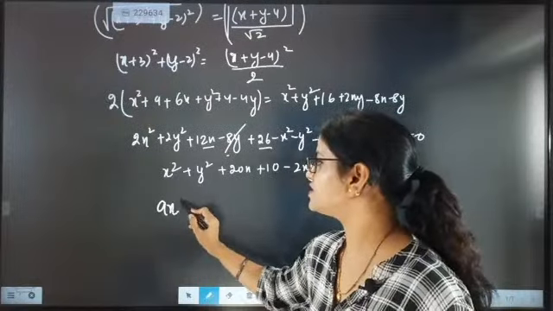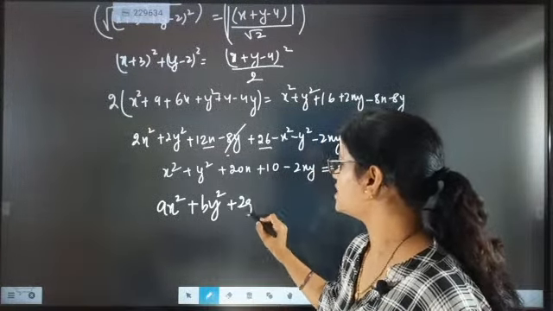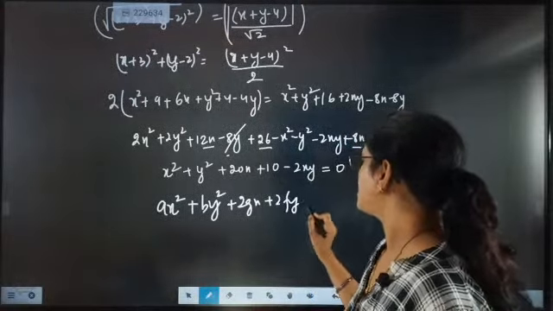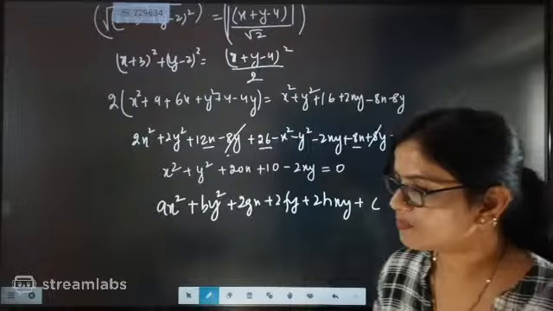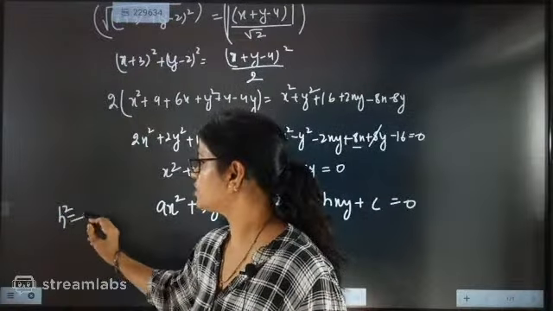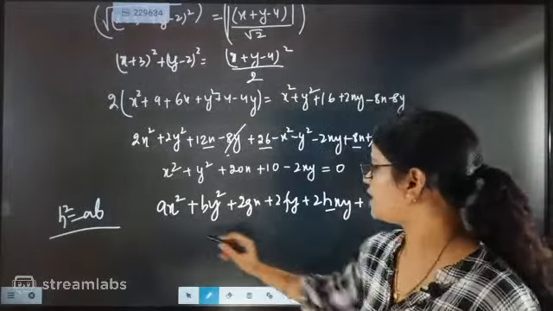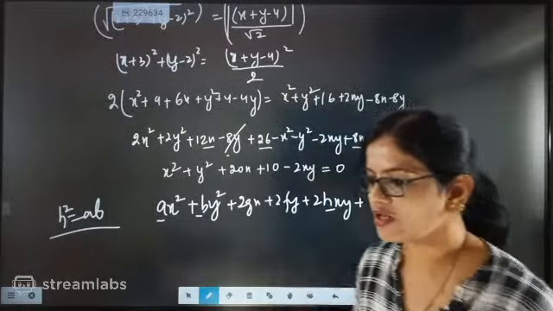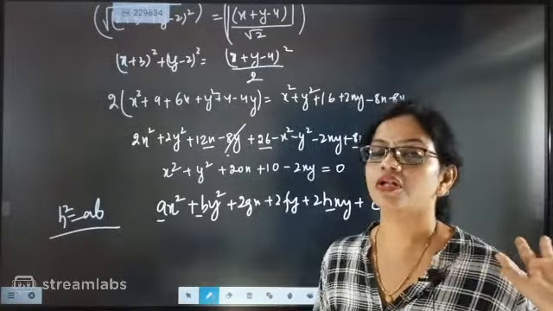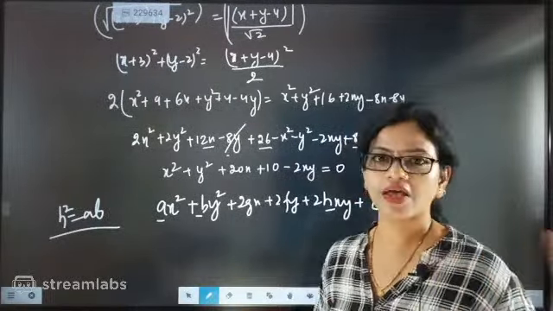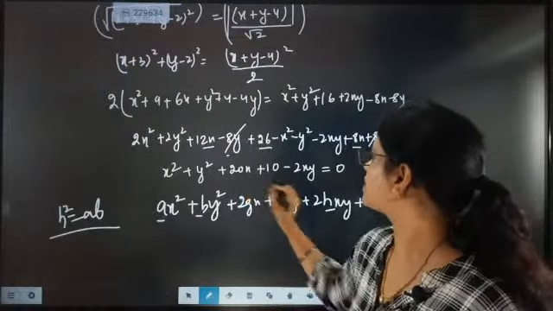The general equation of circle says ax square plus by square plus 2gx plus 2fy plus 2hxy plus c equal to 0. And for parabola, h square was equal to AB. H is here, A is here, B is here. Mind it, you yourself asked me, so I am giving you the clarification. Until you ask, I will not say.